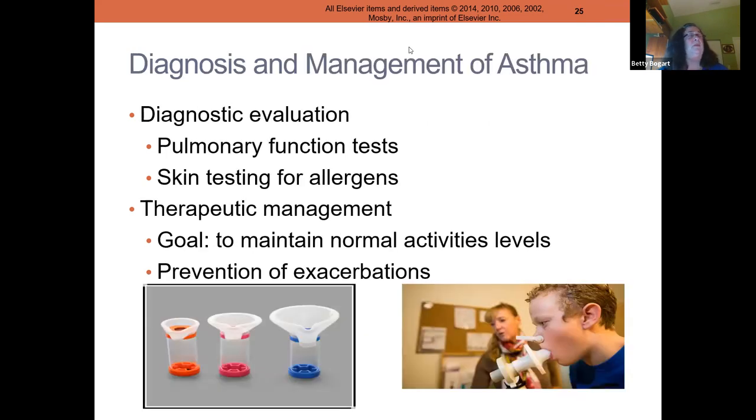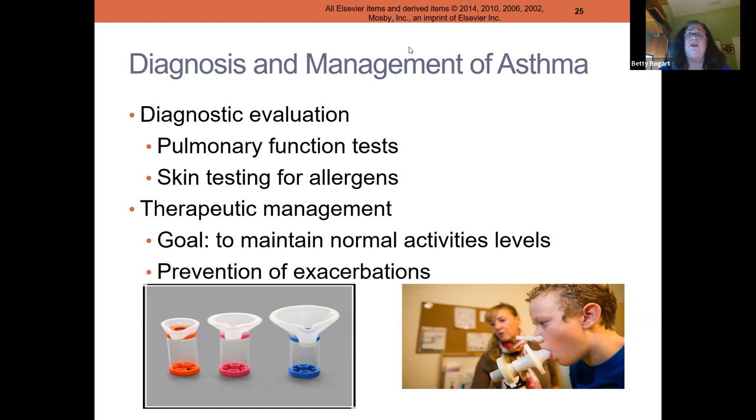So once we determine a child is asthmatic, we need to see how the lungs are working, you know, pulmonary functions when they're doing good. We've got to see what allergens they are allergic to. Is it grass? Is it trees? Is it bed bugs? Is it cats, dogs? What is it? You know, to try to keep them away or try to get them desensitized.